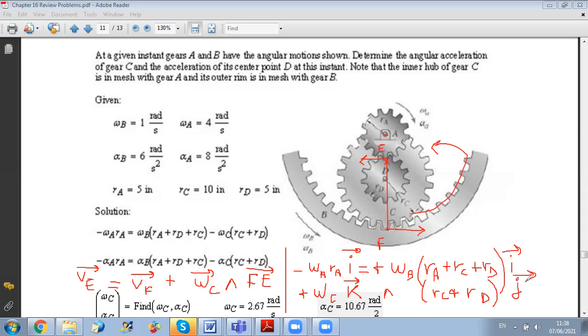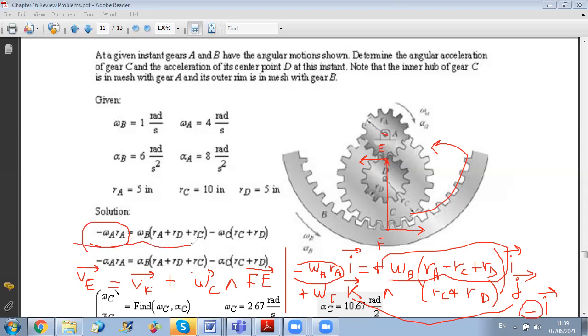So now all we have to do is to expand. You have K vectorial J is minus I. Okay, so as you can see here, all your terms are along I. You don't have any term along J. So if you compare along I, what do you get? You get the first term is, from the left side, minus omega A RA, equals to, from the other side, omega B times RA plus RC plus RD, and minus omega C times RC plus RD. This will give you this equation, your first equation.